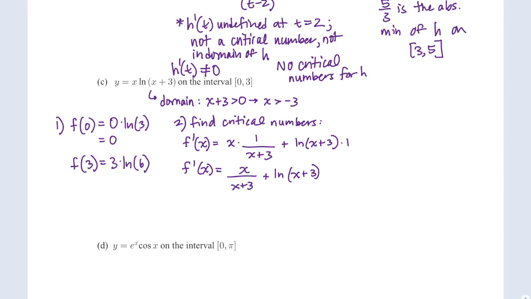So I can see that this would be undefined if x is negative 3, but that's not in the domain of the original function. So there's no place where the derivative is undefined that is going to contribute to the critical numbers. If I want to know where this is 0, this is definitely not something that's familiar to solve. We can't really solve that by hand. So this is going to be 0 if and only if x over x plus 3 plus natural log of x plus 3 equals 0. And that's something I would expect you to use a graphing calculator to look at. So let's grab a graphing calculator.